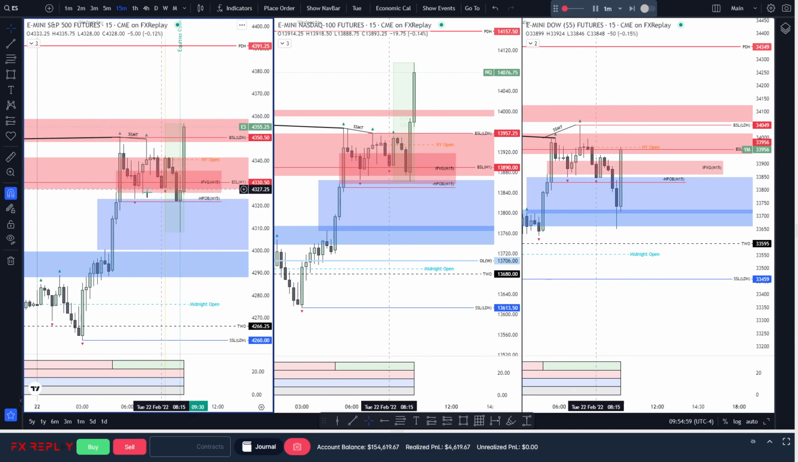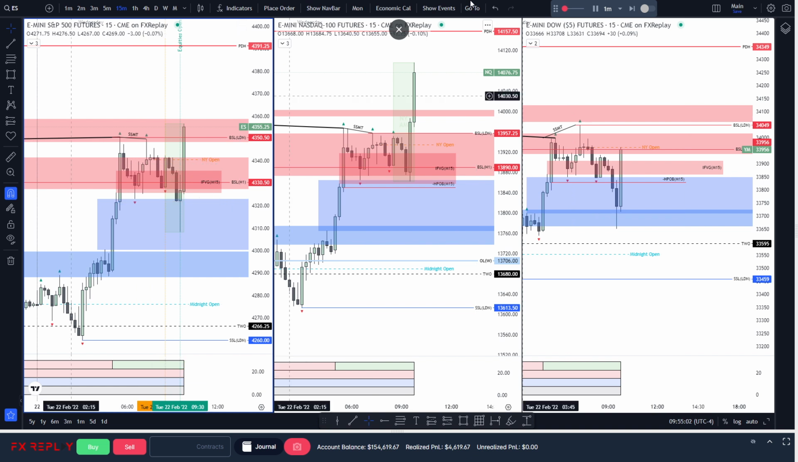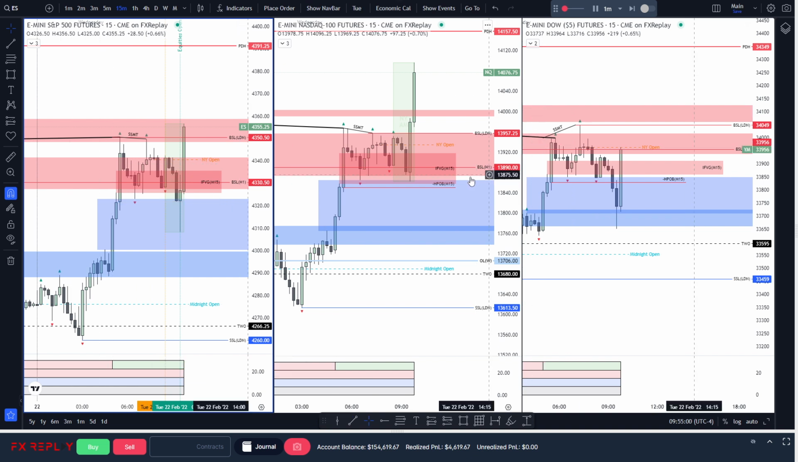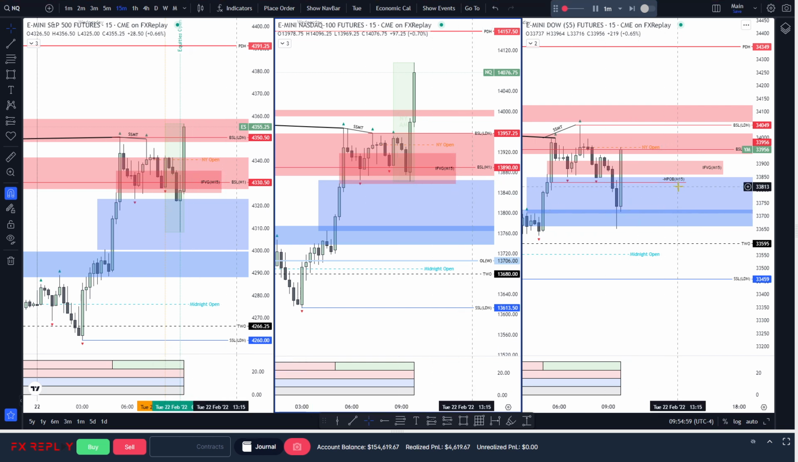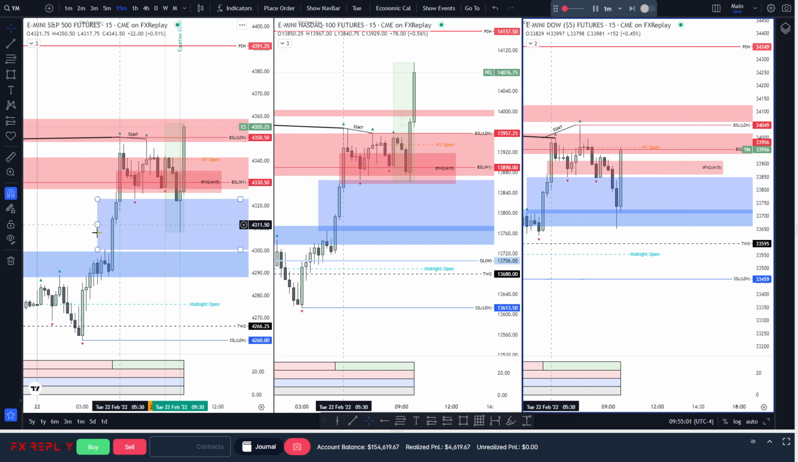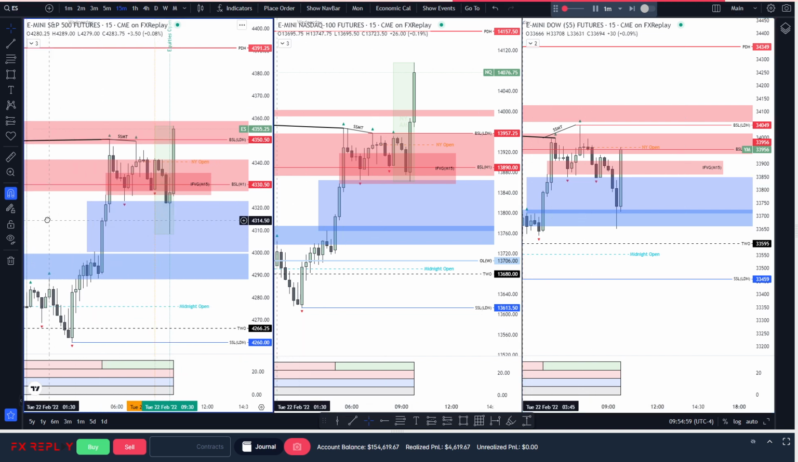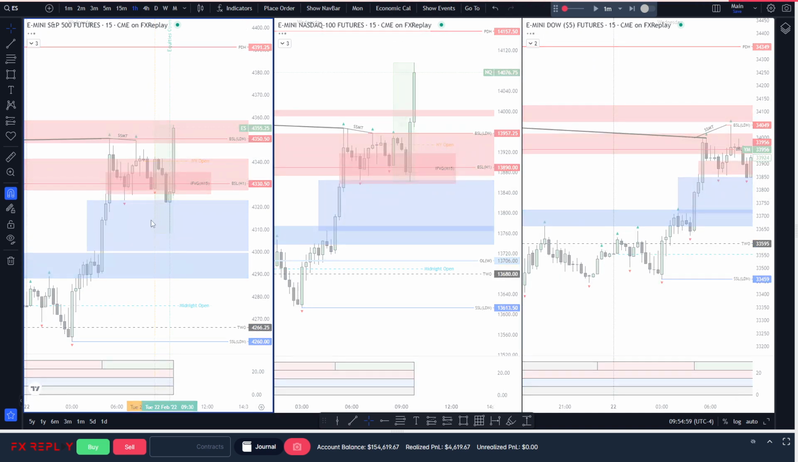Now, as we can see, we can delete the high probability order block from there, which I'm going to delete on all three assets, not required. We can see our price traded down into this BISI H1. Let's just pan out to the hourly.